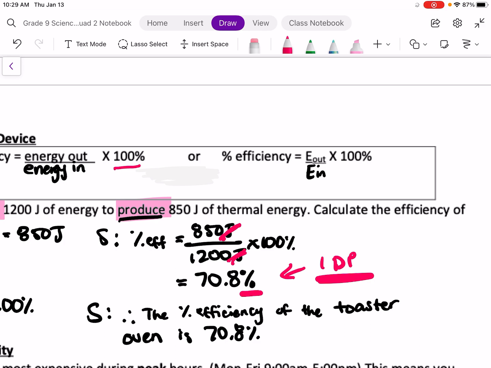Be careful on your quiz to see what decimal place I ask you for. Usually I ask you for 2 decimal places, so be sure to respond with that.